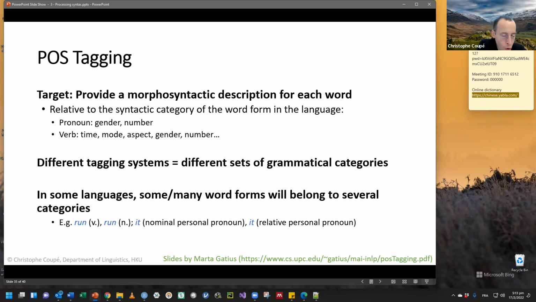So you want your morphosyntactic analyzer not to get confused. Otherwise, of course, you're not so happy with it, right? So that's what we try to do.